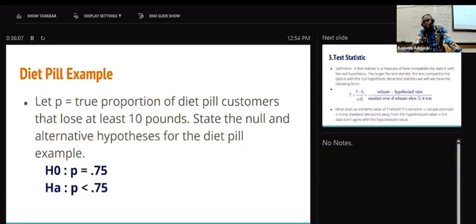Now, in the pill example, they claim that at least 75% of their customers lose 10 pounds within some weeks. Let me tell you this. When you are testing hypothesis, your null hypothesis must have an equality sign all the time. I'm going to say that again. H0, that I call the null hypothesis, must have an equality sign all the time. But you know what? The alternative, on the other hand, can be less than or greater than or not equal. Does that make sense to you now?